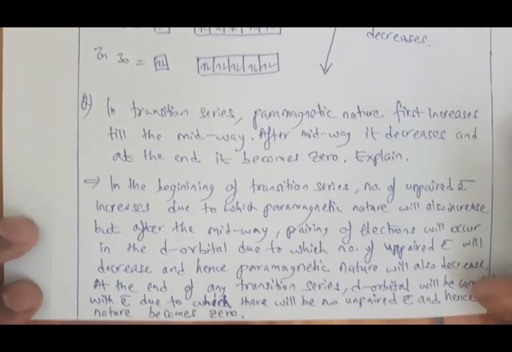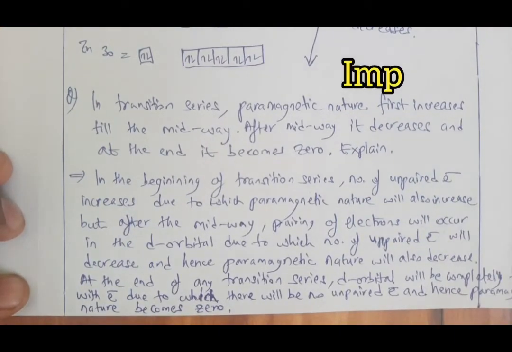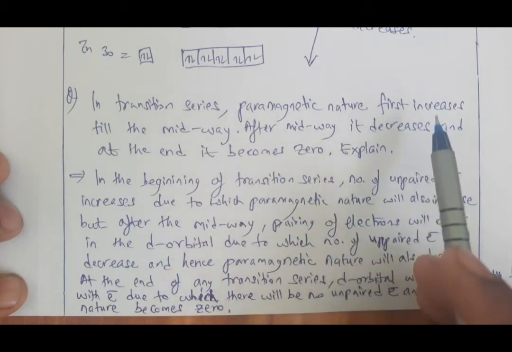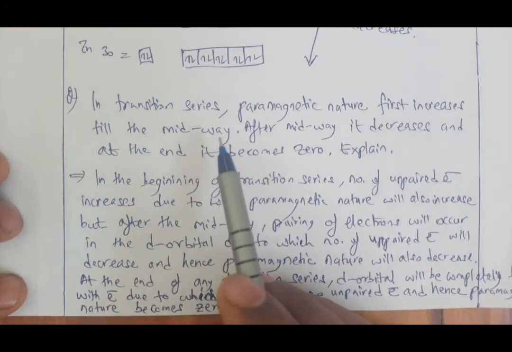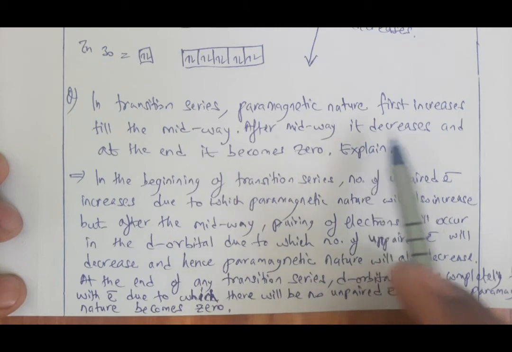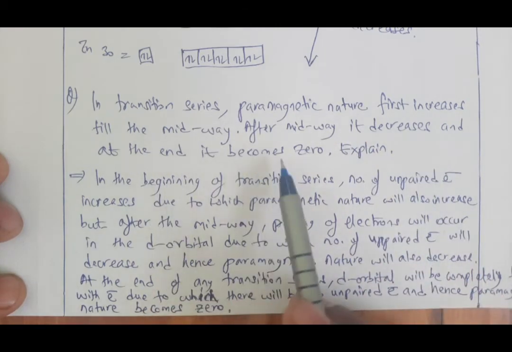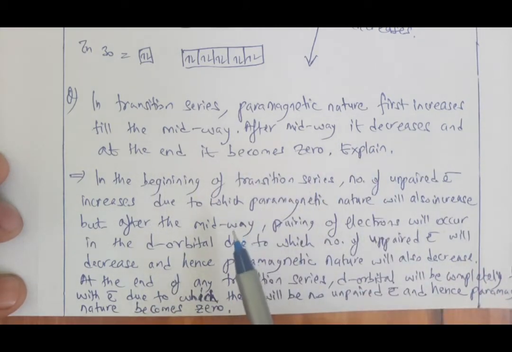So it is out here, students. You can see this question. In the transition series, paramagnetic nature first increases till the midway, till manganese. After the midway, means after manganese, it decreases. And at the end, it becomes 0. Explain. This is a question of ISC.